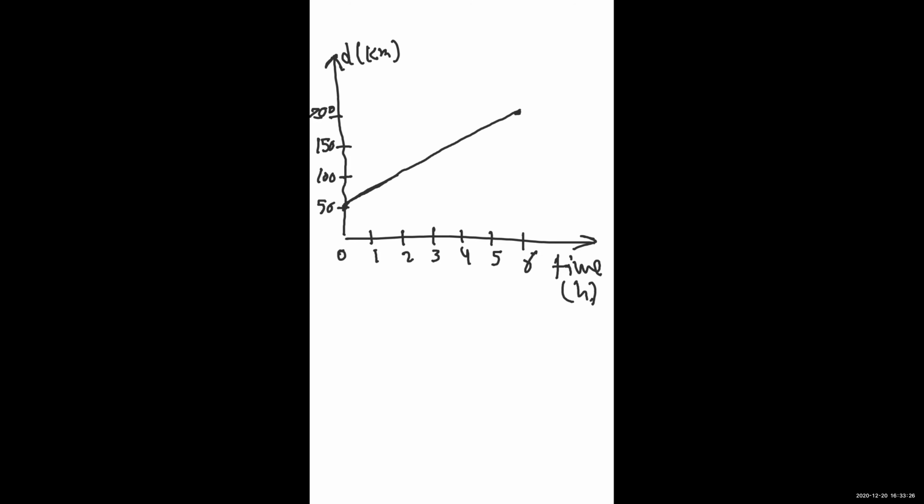Okay. So the question here, the opposite graph represents the motion of a car moving with a uniform velocity where the distance d is measured in kilometers and the time t in hours. Find the distance at the beginning of the motion.